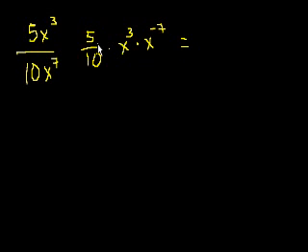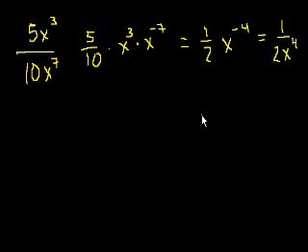And this is equal to 5 tenths, which is 1/2. Then here we have the same base and we're multiplying, so we can add the exponents. 3 plus minus 7 is minus 4. So x to the minus 4th power. We could write that as 1 over 2 times 1 over x to the 4th, or 1 over 2x to the 4th. And that is choice B.